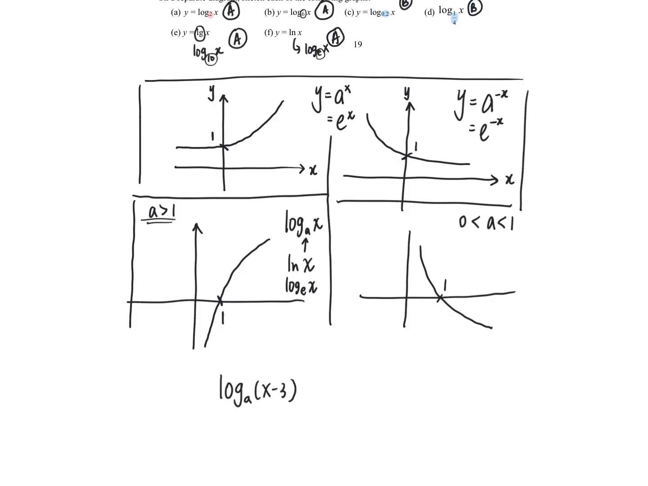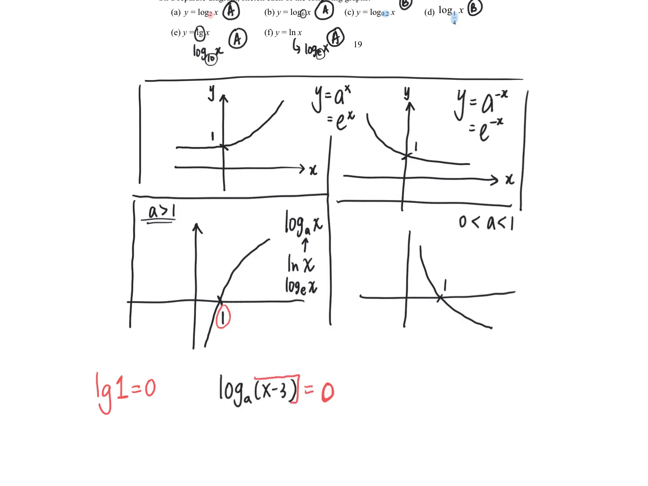What should this become? Remember, log 1 gives you 0. So when will it cut the x-axis? At 0. When what is 1? I need this to be equal to 0, right? If I want it to cut the x-axis.